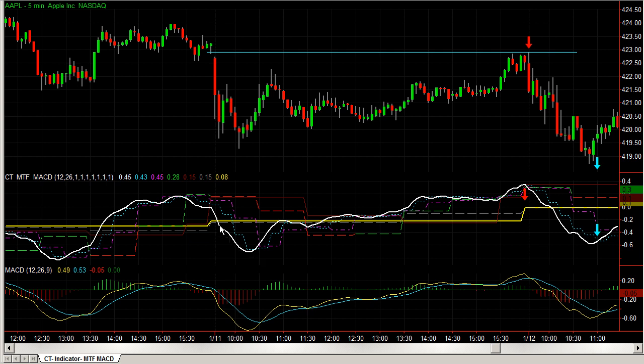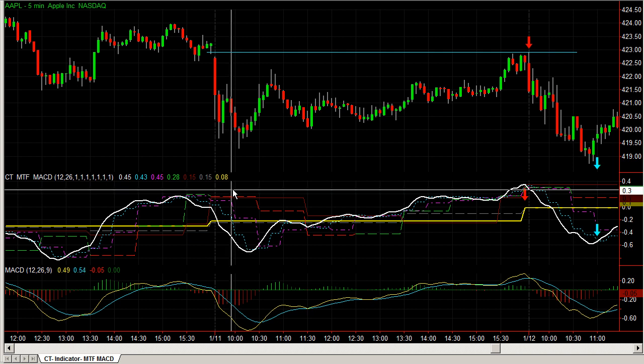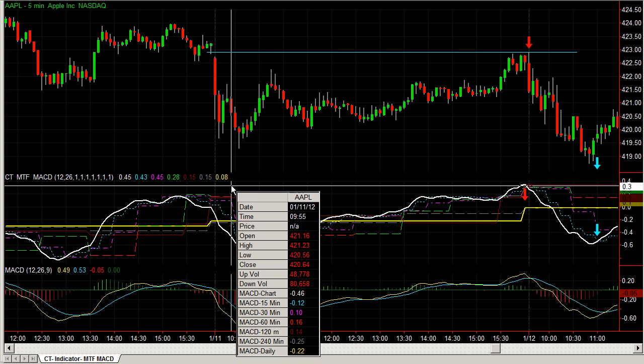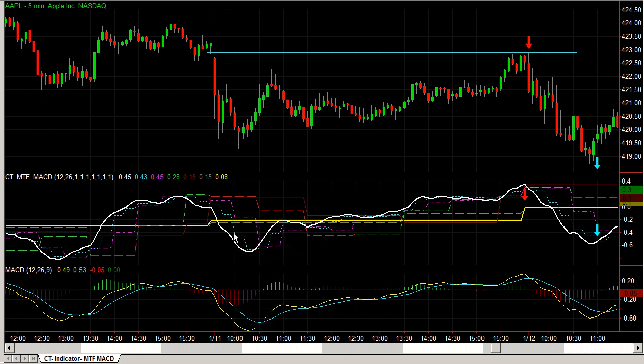So this particular line right here is the MACD line, the white. Now if I hold my cursor down, you're going to see the little pop-up box that says that I have a MACD on the chart, which is the 5-minute, the 15-minute, the 30, the 60, the 120, and the 240, plus the daily. So that gives me the 7 different time frames.